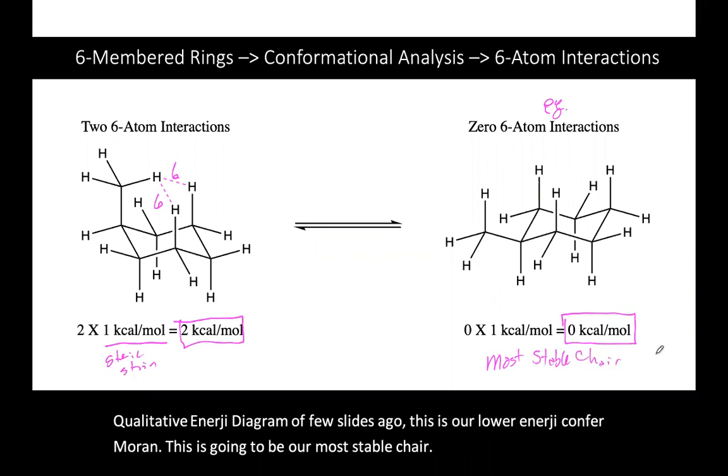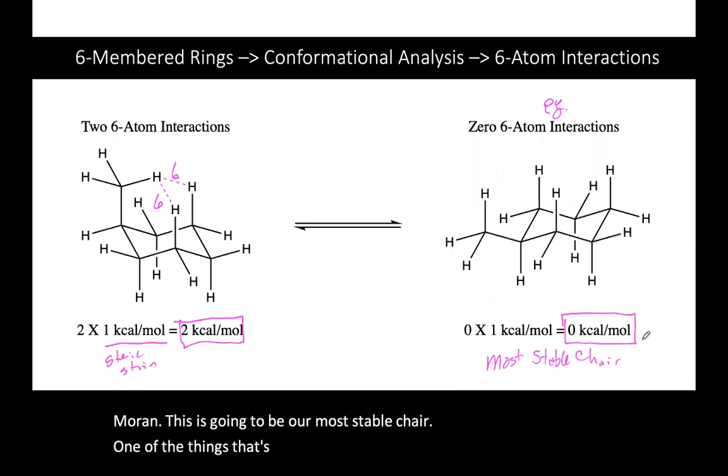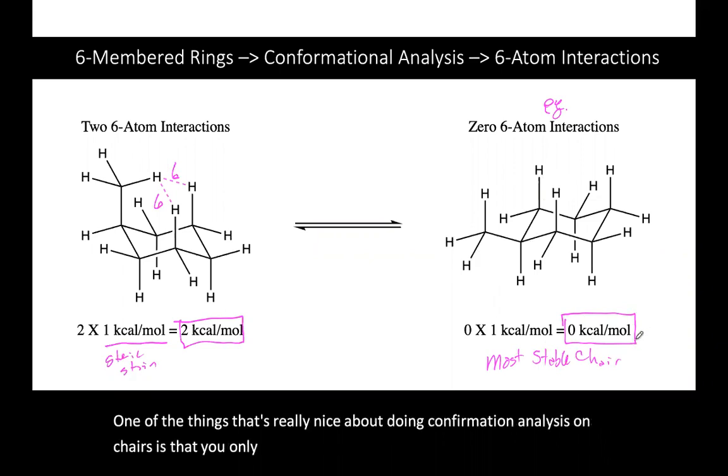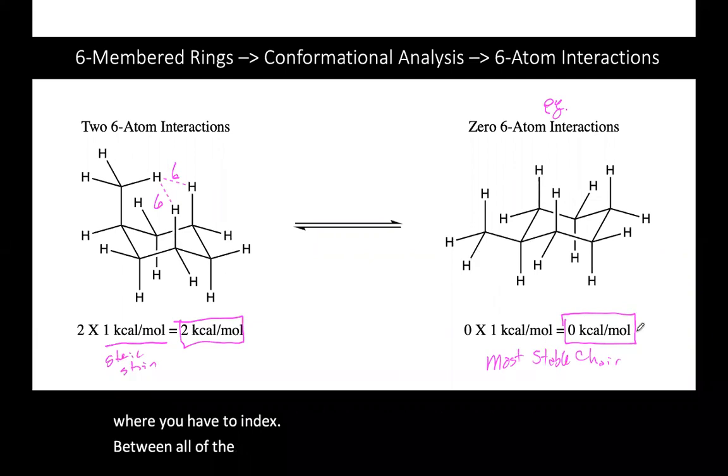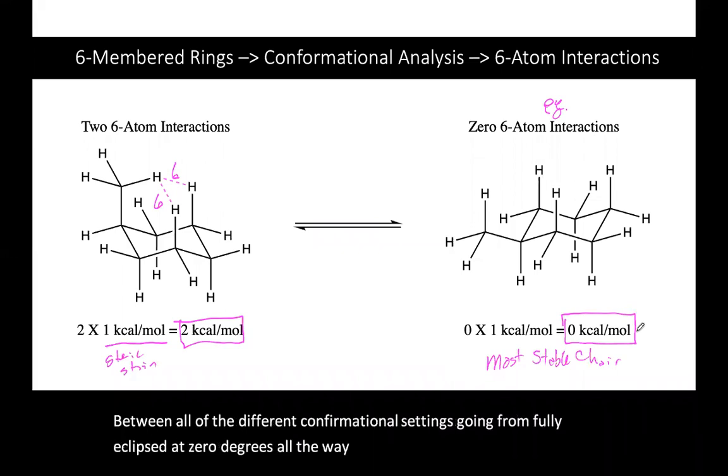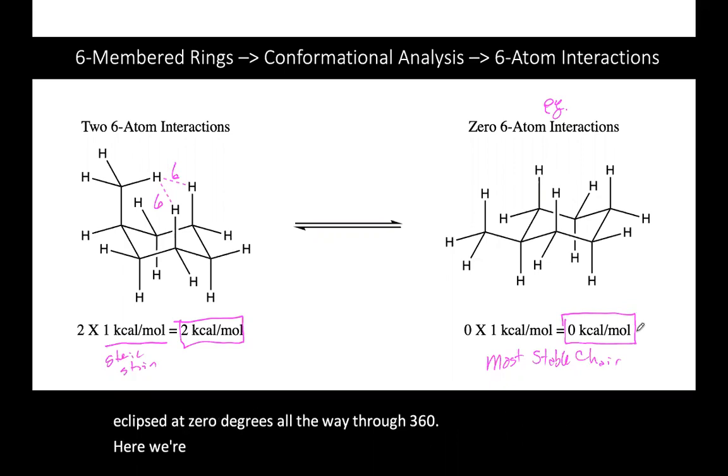One of the things that's really nice about doing conformational analysis on chairs is that you only ever have to draw 2, unlike acyclic conformers where you have to index between all of the different conformational settings, going from fully eclipsed at 0 degrees all the way through 360. Here we're only ever going to be looking at 2 conformers.